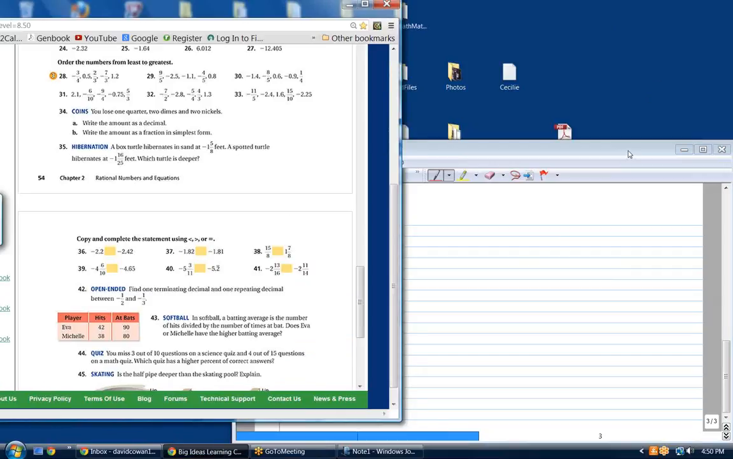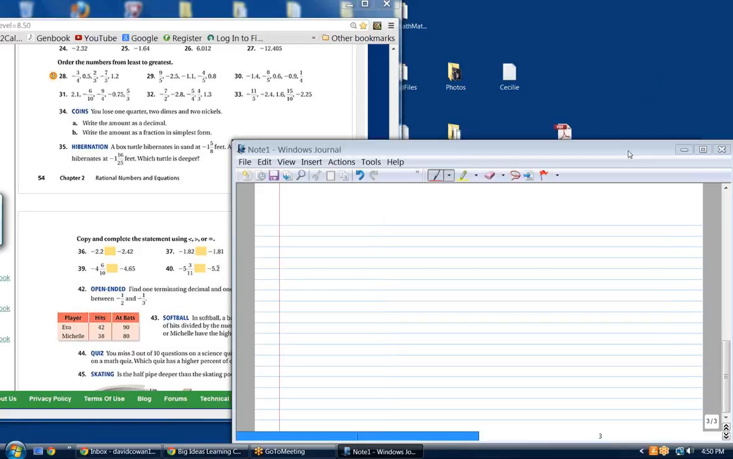Oh, yeah. Okay, so why does it say you lose? 1/4. It wants us to do negatives. Oh, 2 dimes and 2 nickels. Okay. Write the amount as a decimal. Okay, so C. Negative 25.25.